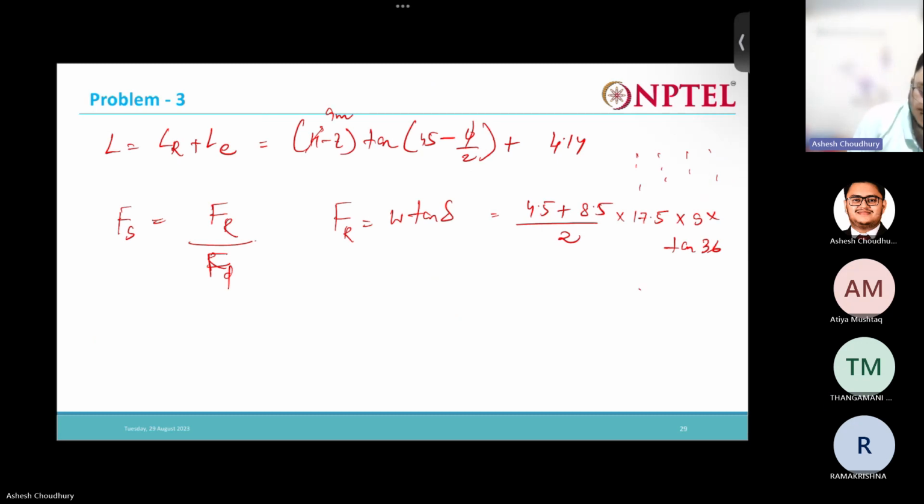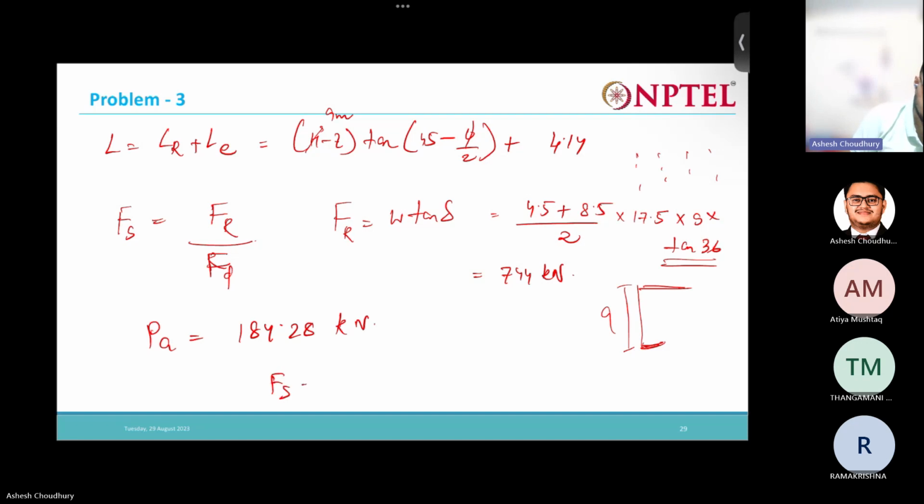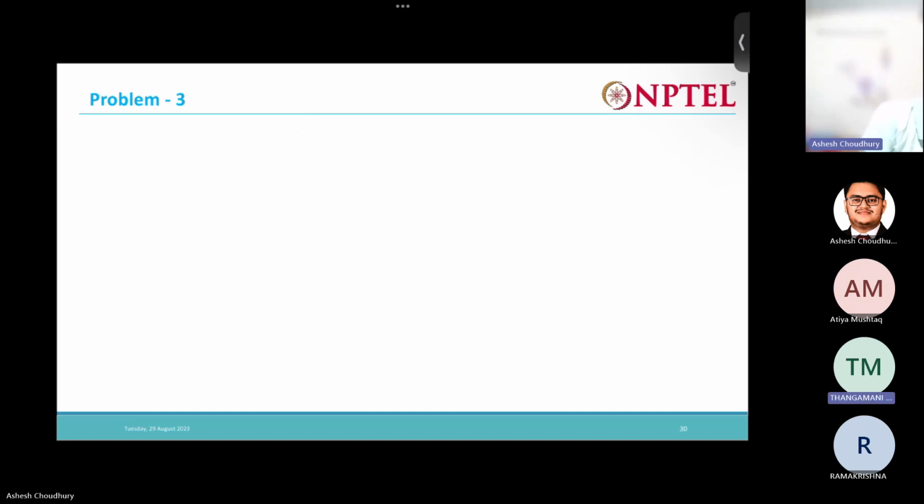Average width, the top width plus the bottom width, average width times 17.5 unit weight into 9, is the height times 10 delta. It will give the resisting force, and this will come out as 744 kilonewton. Now, what is the driving force? Driving force is nothing but PA. And what is the PA? We already calculated. PA was this. What is the factor of safety in sliding? 744 to 8.5. This.